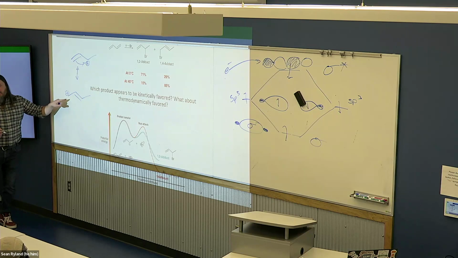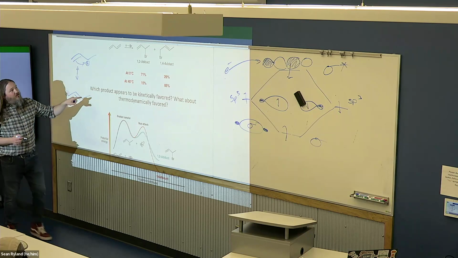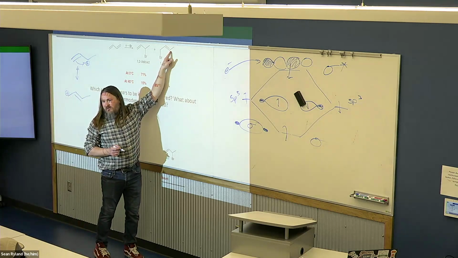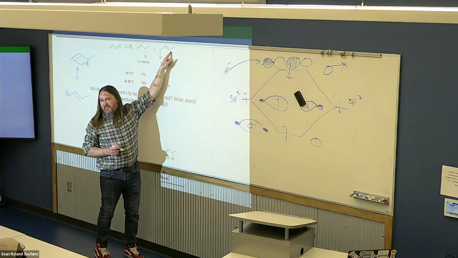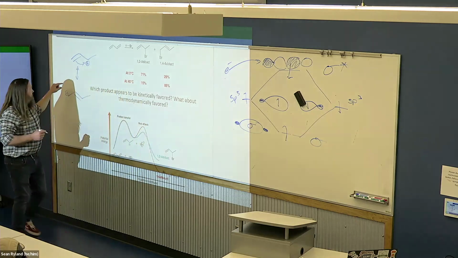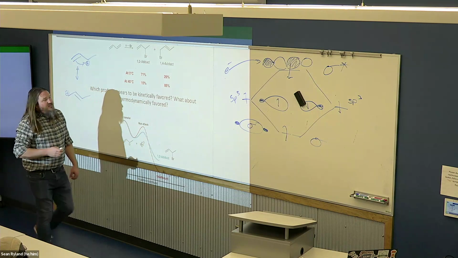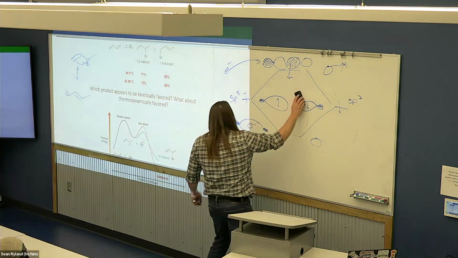But if you look at the final product, the 1,4 adduct made the more substituted alkene, made the Zaitsev product. So even though the transition state is less favorable, because we have to go through this resonance structure, the final product is more favorable because of Zaitsev's rule. Alright, so we always have to be thinking about that when it comes to these.